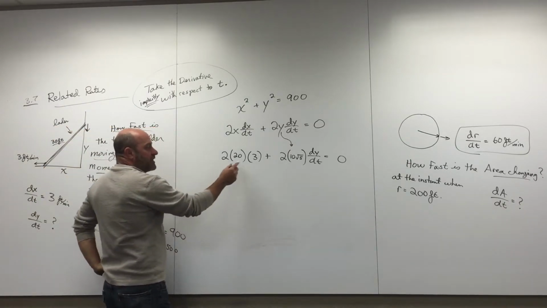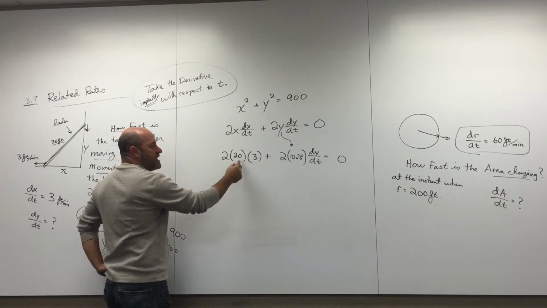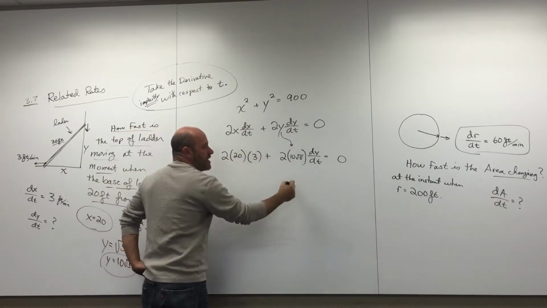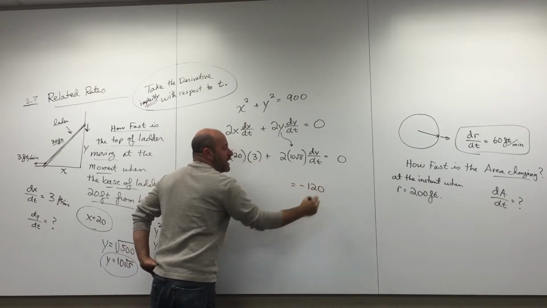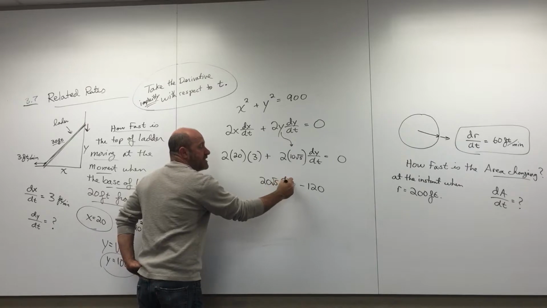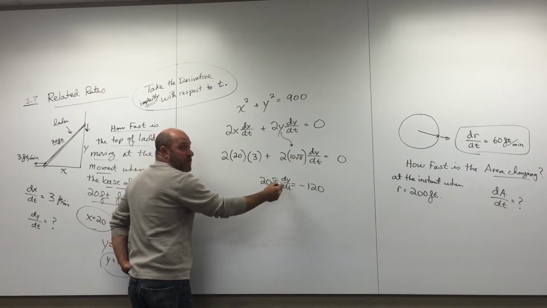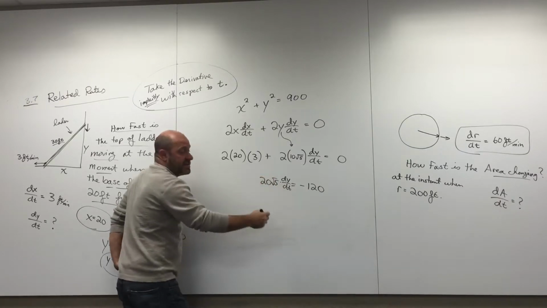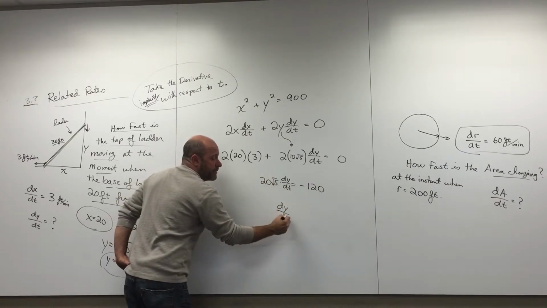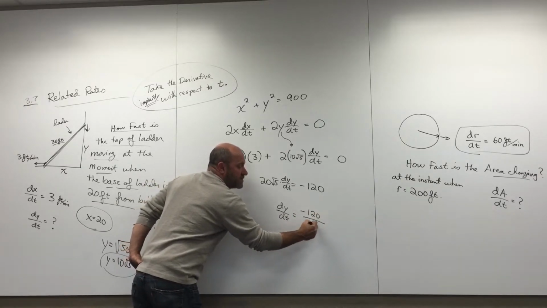I'm going to solve this. This is 6. This is times 20. Is that 120? 120. I move it to the other side. It's negative 120. This is 20 square roots of 5 times this dy dt. I just multiplied those numbers. But I want to solve for dy dt, so I divide by this, and dy dt is negative 120 over 20 square roots of 5.